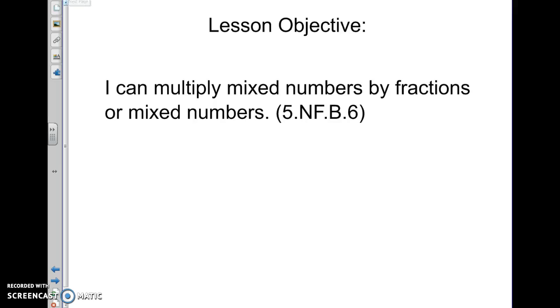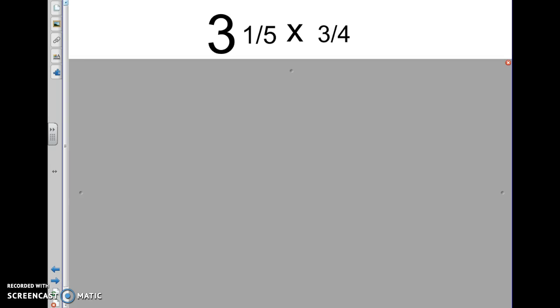Our lesson objective today: I can multiply mixed numbers by fractions or mixed numbers. Fifth grade standard, numbers and fractions, B6. Here we have a mixed number, 3 1/5, times a fraction, 3/4.